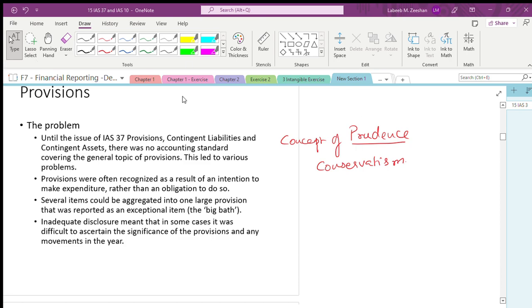Any idea about this? What is the concept of prudence? Concept of conservatism?